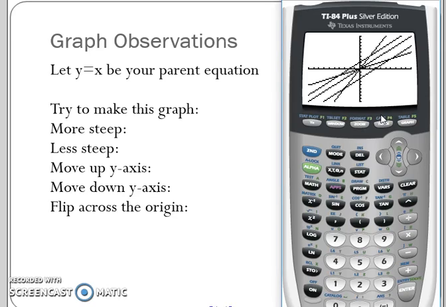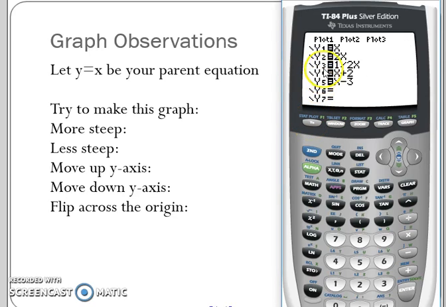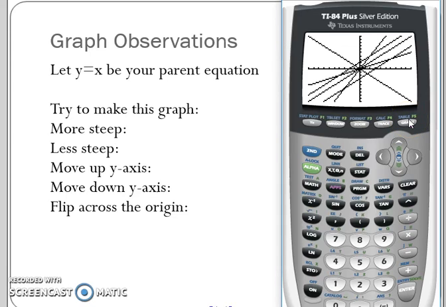If I want to flip across the origin from Y equals X, the original equation, how about I use negative 1X or negative X? Press negative X, and then if I press graph there, it flips across the origin.